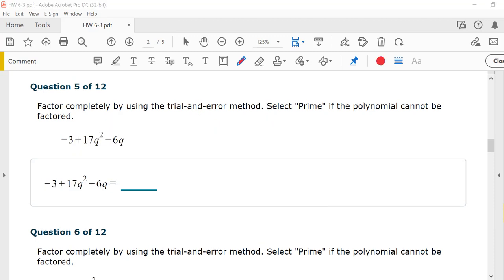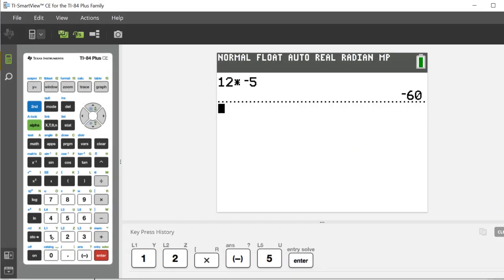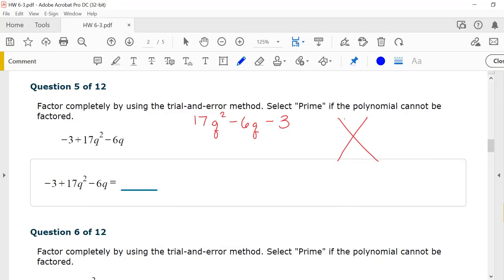All right, number 5. This is not written in the right form. I'm going to get my squared term first. I'm going to write that as 17q squared minus 6q minus 3. So if I do my x, the number that goes up top is going to be 17 times negative 3. So the number up top is negative 51. The number on the bottom is negative 6.